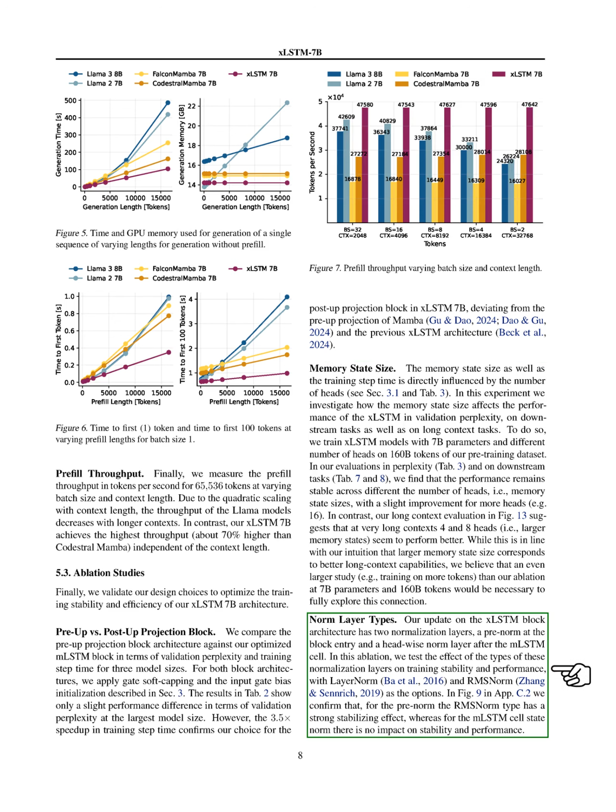Regarding the normalization layers in our xLSTM block architecture, we implement a pre-norm at the block entry and a head-wise norm layer after the mLSTM cell. We test the impact of different normalization types, specifically layer norm and RMS norm, on training stability and performance. Our findings confirm that RMS norm significantly stabilizes the pre-norm, while the choice of norm type for the mLSTM cell state does not affect stability or performance.